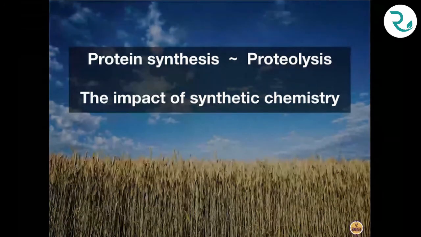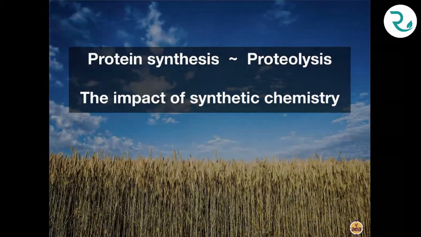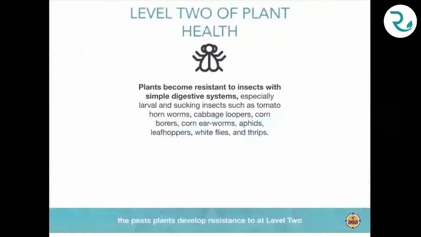So the idea of putting on preventative pesticide applications is, I suppose, a great marketing strategy, but it's certainly not helpful for farmers. So what happens at level 2 of plant health is that plants become resistant to all the insects that have simple digestive systems. So these would be all the larval insects and primarily all the sucking insects. So sucking insects such as aphids, and larval insects such as tomato hornworm and corn borer, corn earworm, leafhoppers, etc.